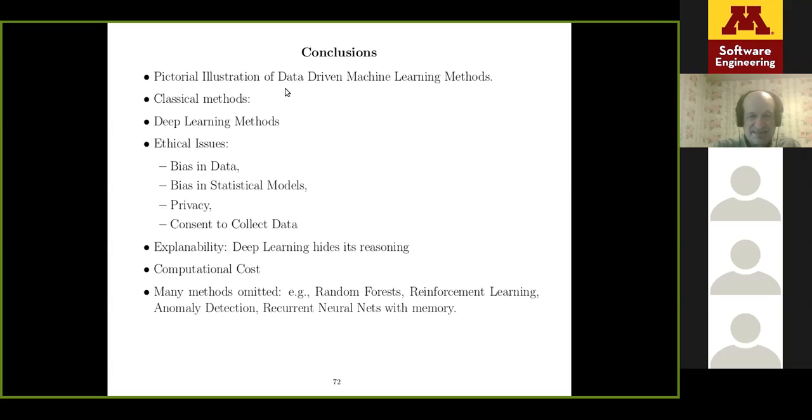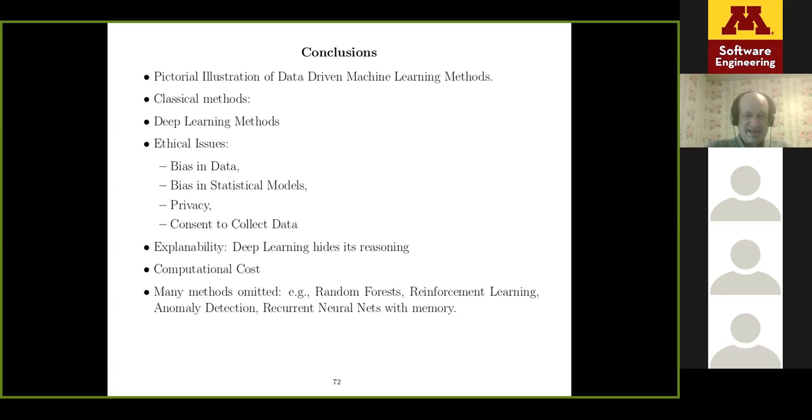So I just tried to stick to pictures. I went through a few classical methods that had the advantage of being explainable, and some deep learning methods that can capture a lot of hidden nonlinearities that are embedded within the data. I alluded to some issues with deep learning methods, especially ethical issues that are a result of bias in the data or in the statistical models.